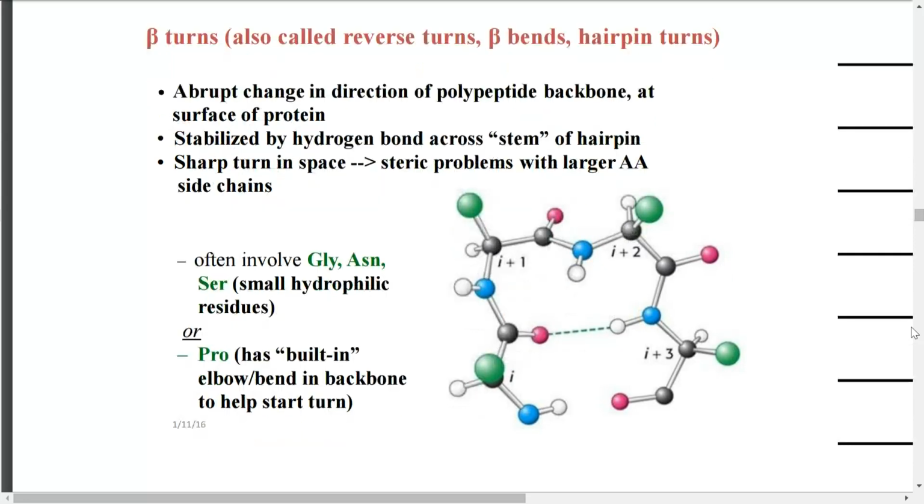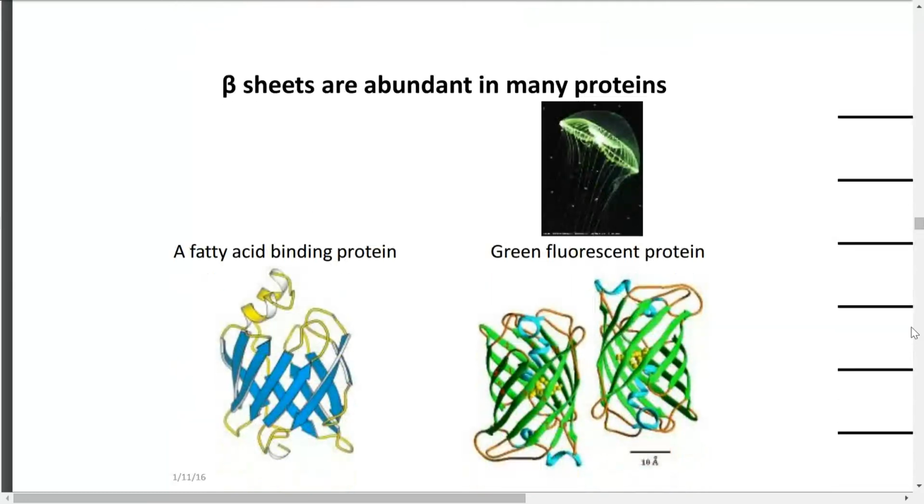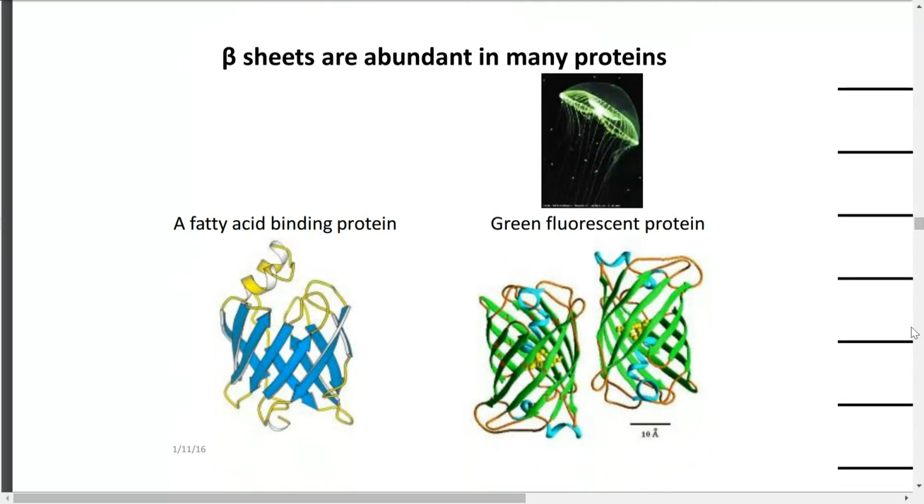And beta sheets are found in a lot of interesting proteins. So, for instance, a fatty acid binding protein, something that binds fatty acids, has a barrel-like structure with a lot of anti-parallel beta sheets that these arrows represent. So here's N to C, N to C, N to C. You'll see there are the strands in an anti-parallel fashion, forming a barrel-like structure.